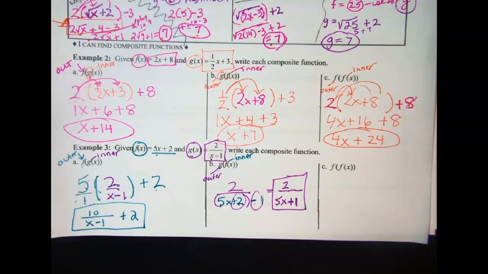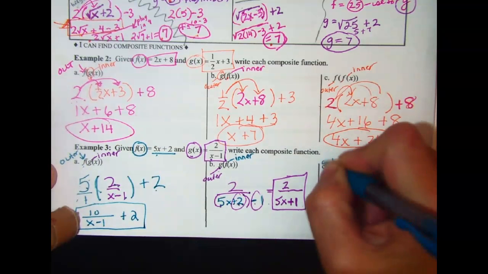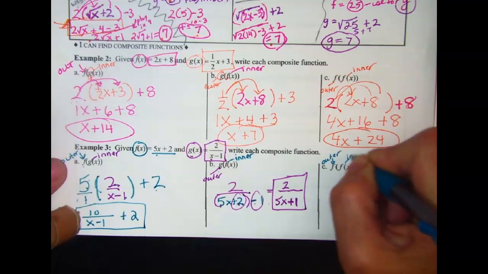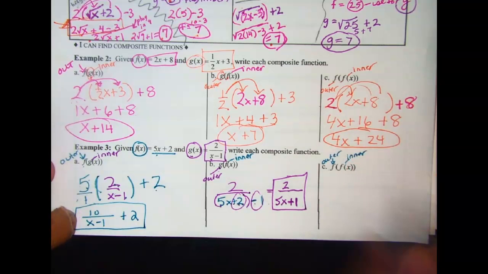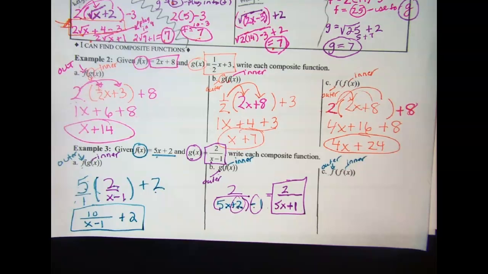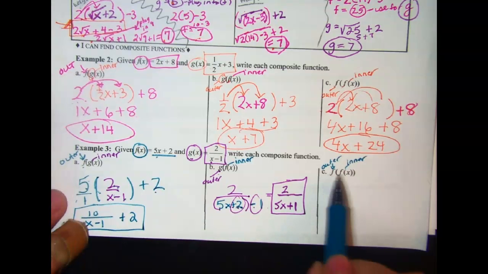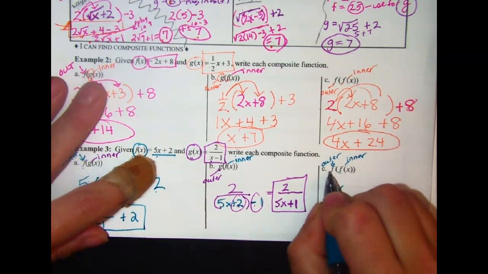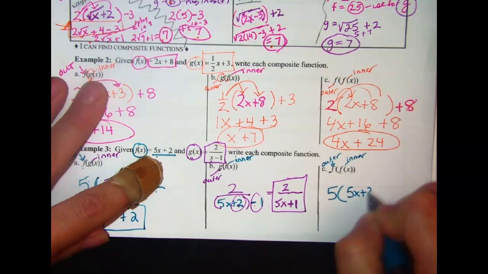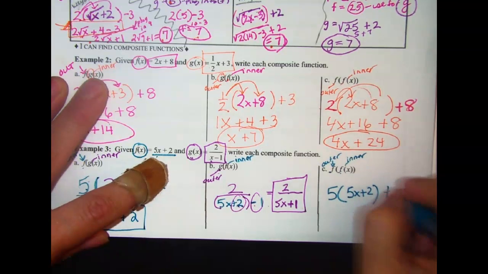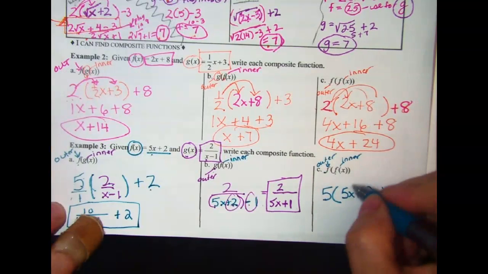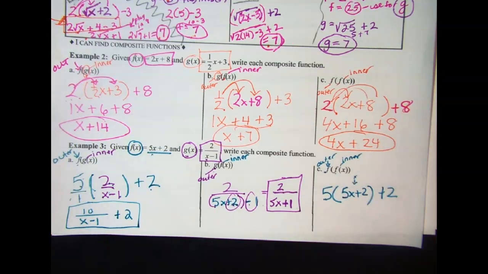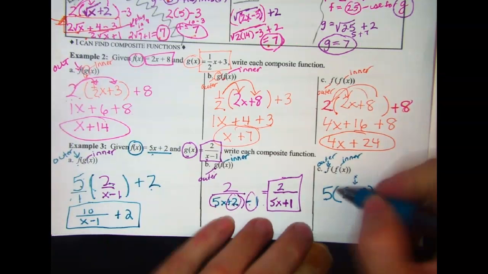And then the last one, we're going to plug F into F. So again, this is our outer, this is our inner. When it's the same, it makes it a little easier because there's no accidentally screwing up which one you put into there. You are just going to take your 5, and then for your x, you're plugging in 5x plus 2. It's the same one. And then plus 2. So I wrote the whole thing. This was the x. I plugged it in. So now I just distribute and combine like terms.